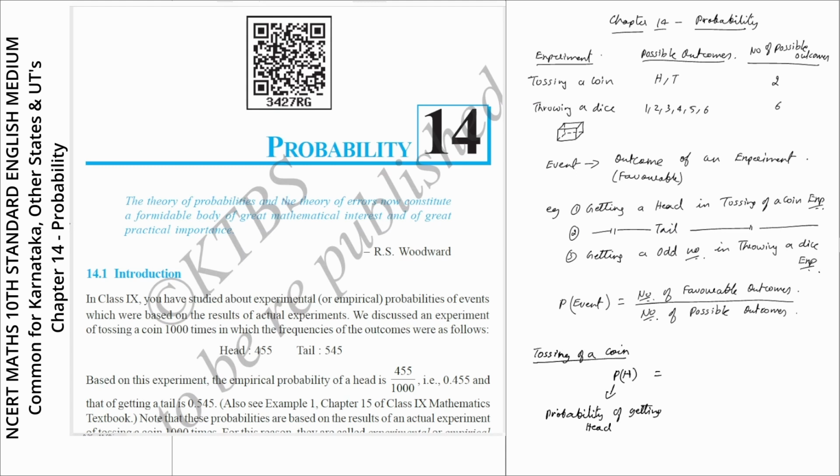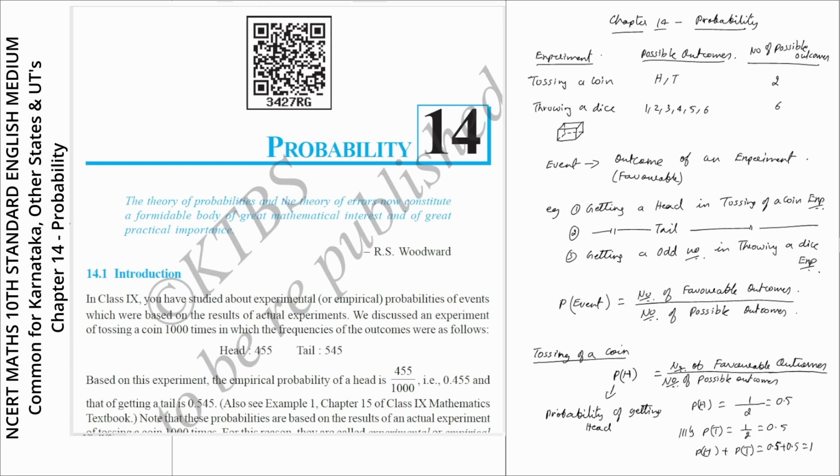Event of an experiment. An event of an experiment is simply defined as an outcome of an experiment. For example, when we toss a coin, we may get a head or a tail. So getting a head is an event. Similarly, getting a tail is an event. In the experiment of throwing a dice, we may get an odd number or an even number. So getting an odd number is an event, getting an even number is also an event, getting numbers less than 5 is an event, and getting numbers more than 3 is also an event.